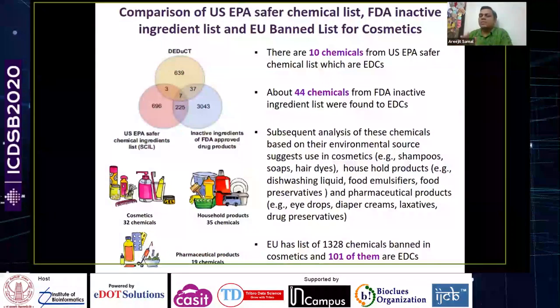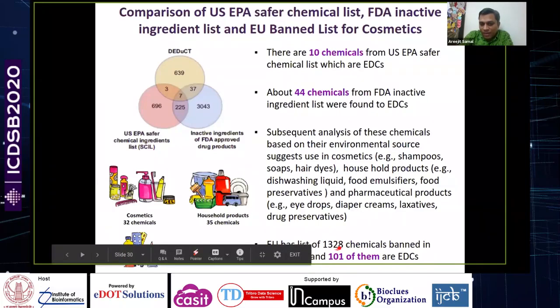But after building this, we have done some analysis, which I want to quickly summarize. One, we have analyzed, for example, a list of chemicals reported by US EPA as safer chemicals, and also a set which is FDA inactive ingredients. These are, for example, colorants used in medicine, which are considered to be safe. What we find is that 10 chemicals in the safer list are EDCs, and 44 in the FDA ingredient lists are EDCs. We also analyzed a set of 1328 chemicals which are banned in EU for use in cosmetics. We find 101 of them are EDCs.